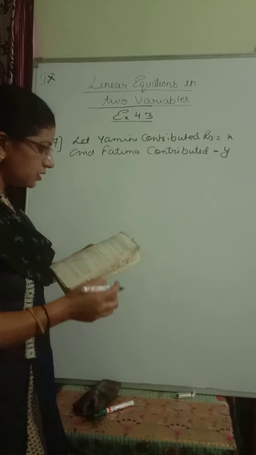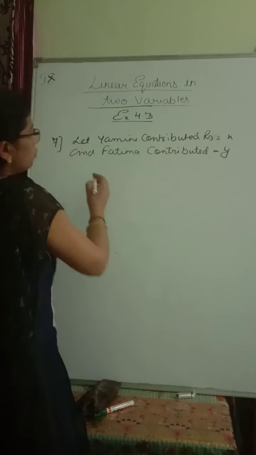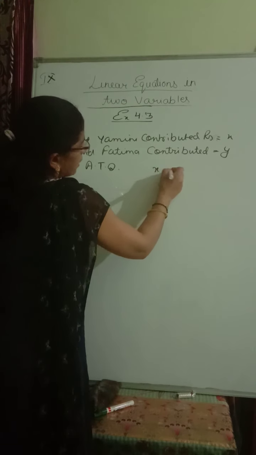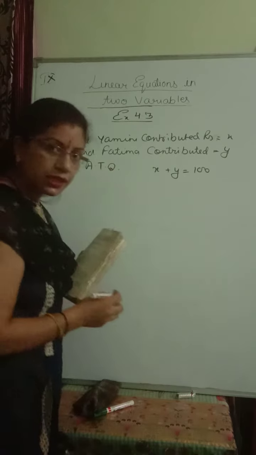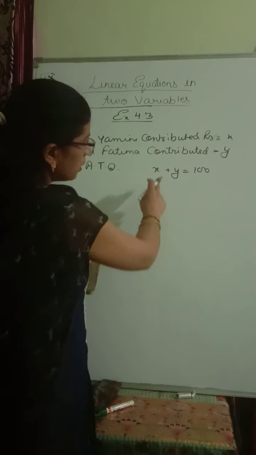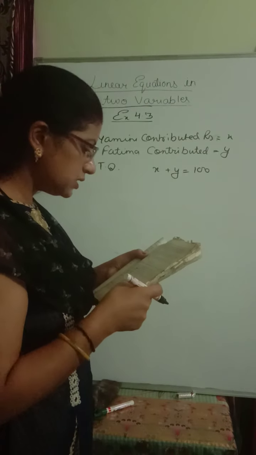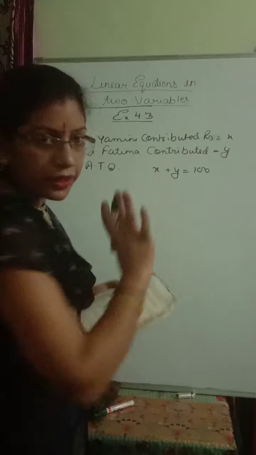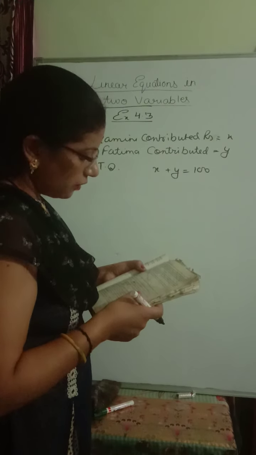The first statement, what they are saying: together they have contributed 100 rupees. So what can we do? According to the question, x plus y should be 100, because the money of both together should be 100. So this becomes our linear equation in two variables. Now what they are saying: write a linear equation which satisfies this data. We have already written the linear equation. And draw the graph for the same.